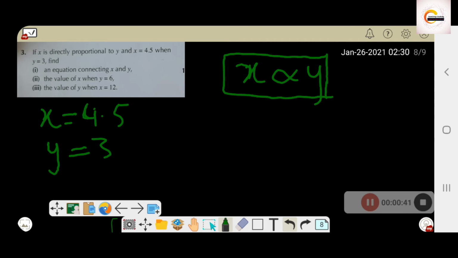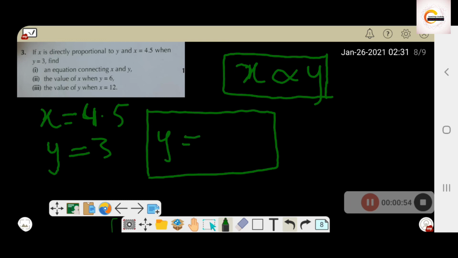So first we will find out the value of k. We know our formula of direct proportion, that is y is equal to kx. Now from this formula I am going to find out the value of k, and then we will develop a relationship between x and y.